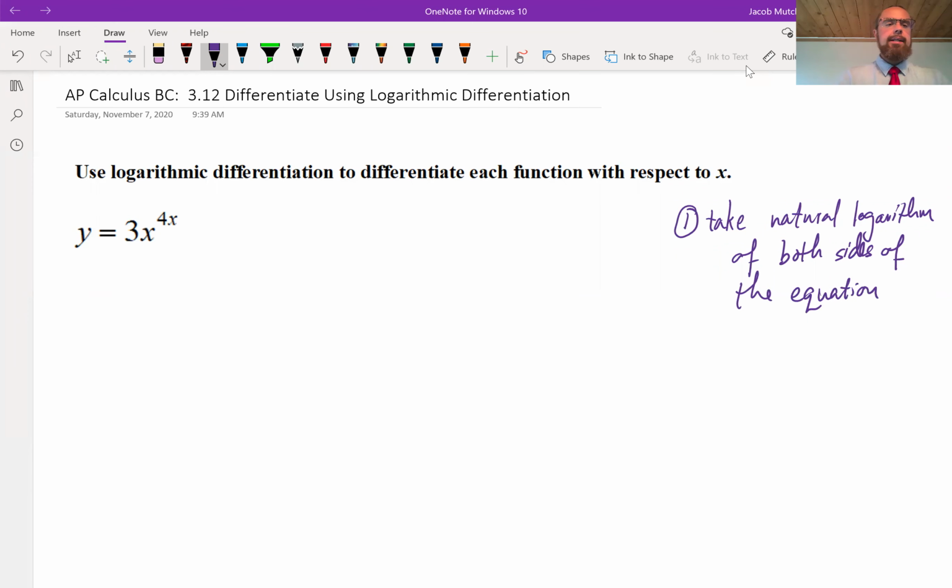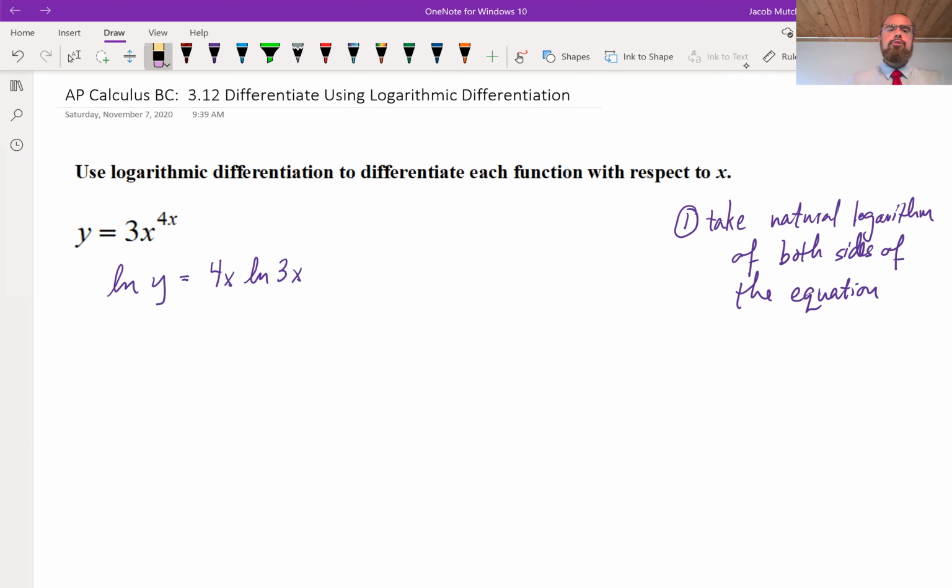I'm going to start by taking the natural logarithm of y on the left. On the right, the advantage of taking the natural logarithm is that it will take that power of 4x and bring it down as a coefficient. So I'll bring that 4x down, and the natural logarithm now has the argument 3x. It would have been written there as an exponent, but by logarithm rules, that 4x comes out front.